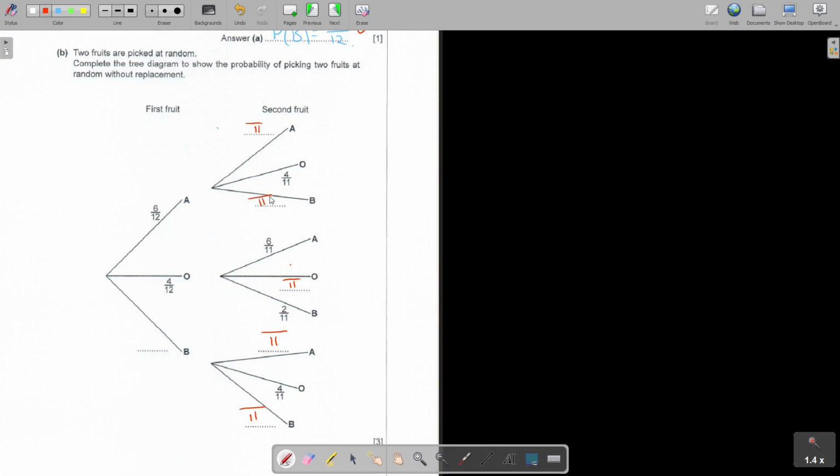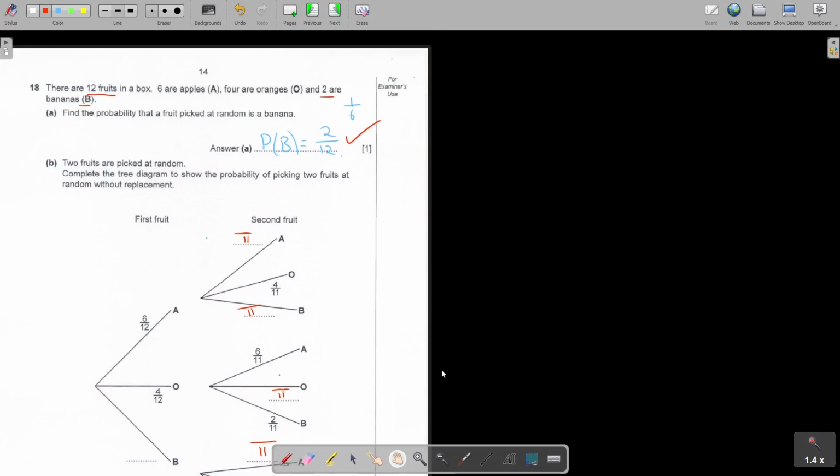Now I can go back. It's easy. There were 6 apples, there were 4 oranges. Interesting that they called that 6 and didn't make that a 4. And then 2 are bananas. So you worked out bananas. That's why they helped you to work out. So it was 2 out of 12. And remember what I said, don't simplify. And now I just start.